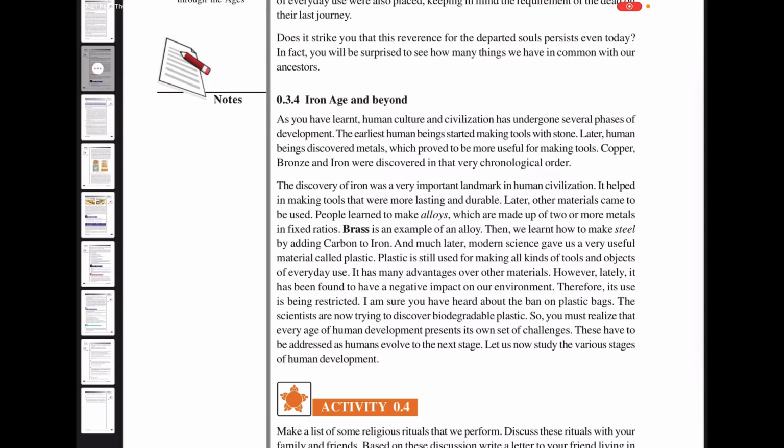It has many advantages over other materials. However, lately it has been found to have a negative impact on our environment. Therefore, its use is being restricted. I am sure you have heard about the ban on plastic bags. The scientists are now trying to discover biodegradable plastic. So you must realize that every age of human development presents its own set of challenges. These have to be addressed as humans evolve to the next stage. Let us now study the various stages of human development.